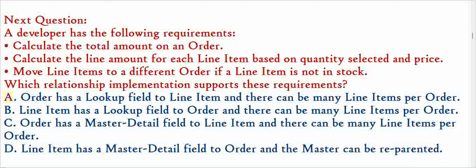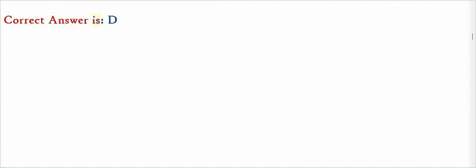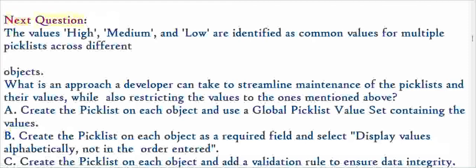A. Order has a lookup field to line item and there can be many line items per order. B. Line item has a lookup field to order and there can be many line items per order. C. Order has a master detail field to line item and there can be many line items per order. D. Line item has a master detail field to order and the master can be reparented. Correct answer is D. Next question.